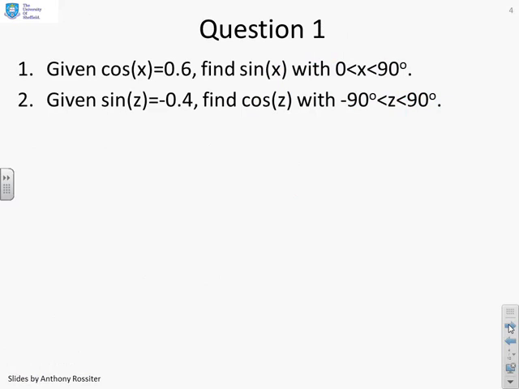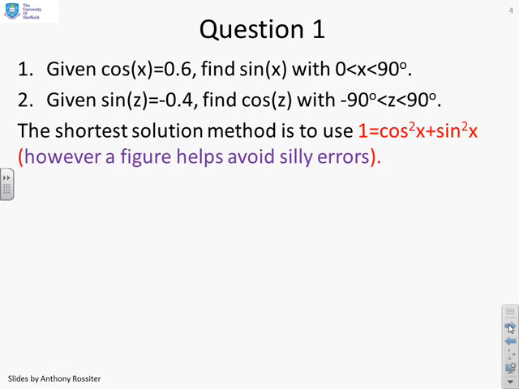Some simple questions to start with then. So given cos x equals 0.6, find sine x with 0 less than x less than 90. And the second one is a similar question we'll do in a moment. Now what I'm going to suggest is the simplest solution to this is actually to use this formula. It may not be obvious to you in the first instance, but once we've done it you'll see why. Okay, but I would sketch a figure to make sure I don't make any silly errors.